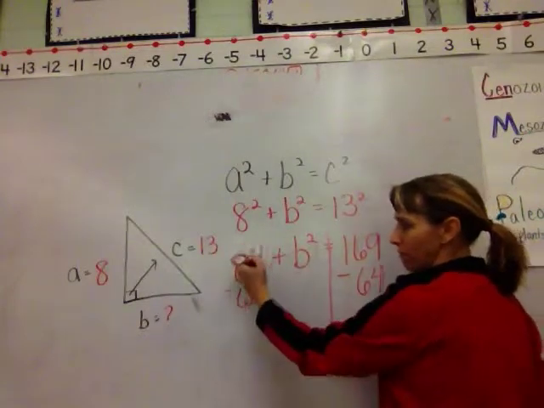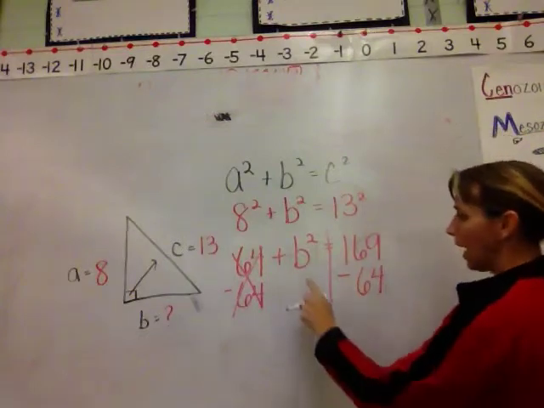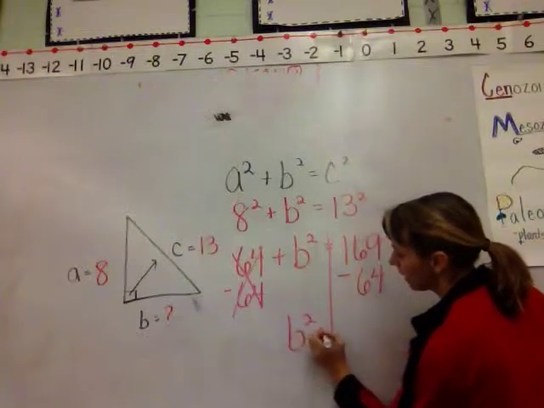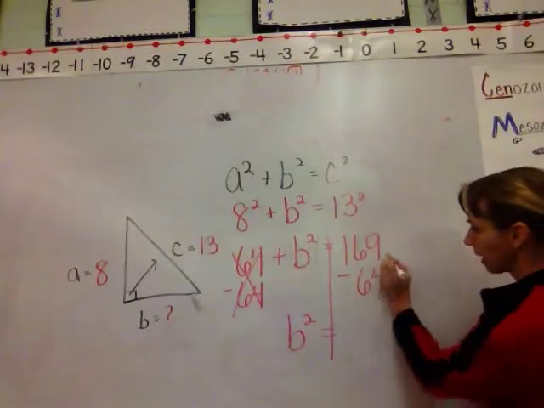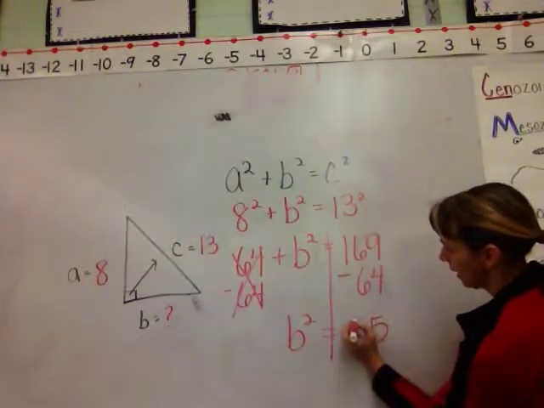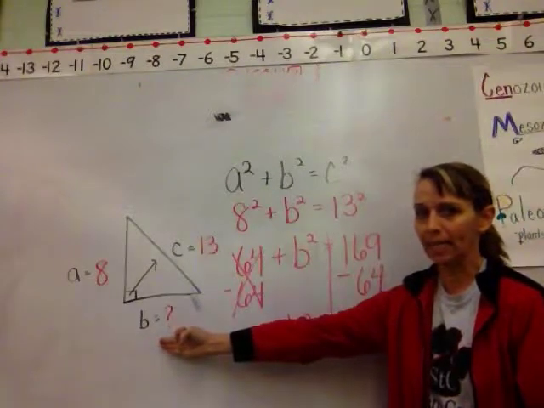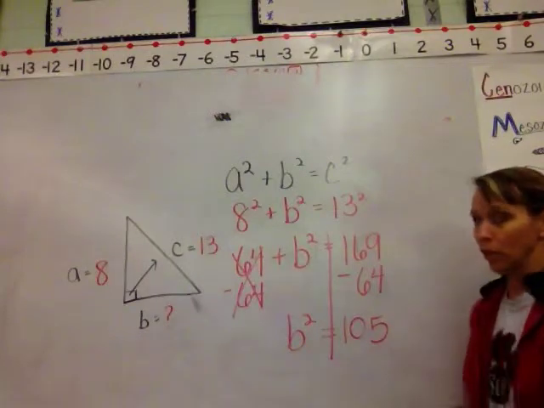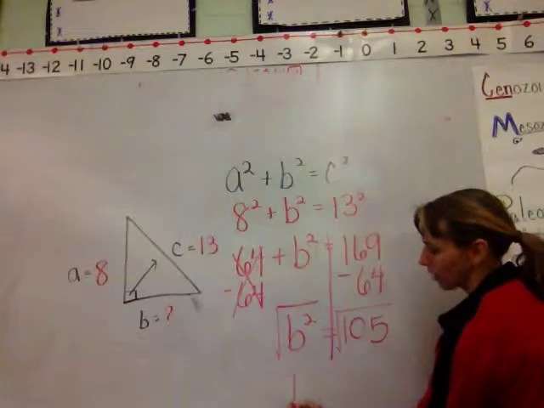These are now gone, because if I have 64 and take away 64, there's nothing left. There'd be 0. I'm still left with this b squared on this side, so I bring that down. B squared equals 169, take away 64. I subtract, and I get 105. Finally, to figure out what the leg is, you're going to do the last step, just like you did on the regular Pythagorean theorem. Find the square root of b squared, and you get your answer.